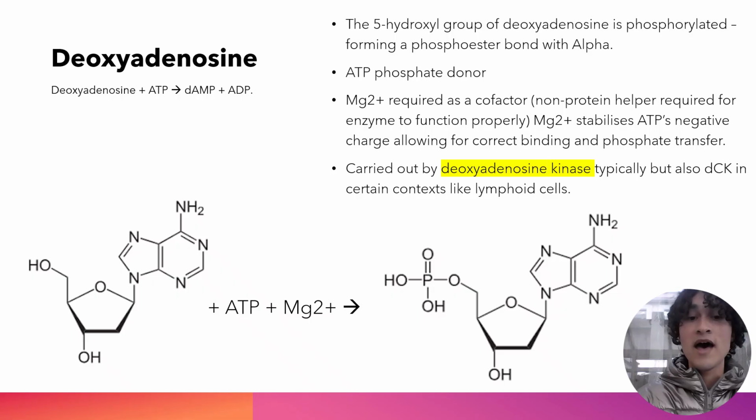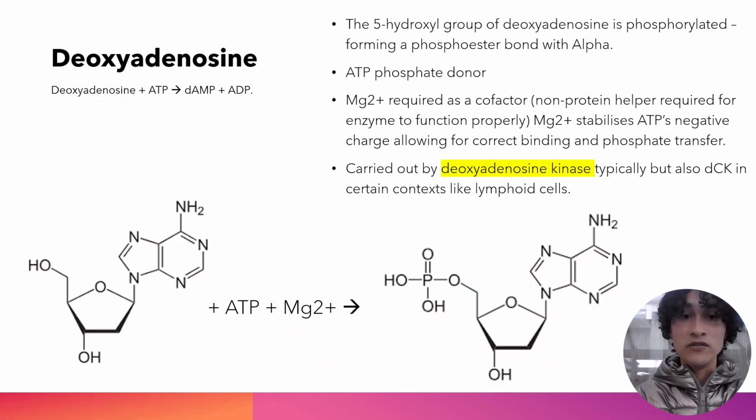Okay, now ATP is adenosine triphosphate, as everybody should be familiar with. ATP in this case is our phosphate donor, so it's going to donate its gamma phosphate, which is the third phosphate on the ATP, and I'll represent that in a diagram later. It's going to donate its gamma phosphate to the deoxyadenosine. But it needs the help of magnesium to do that. Magnesium acts as a cofactor, and it stabilizes. It acts as a charge shield, and I'll explain that in another slide later on.